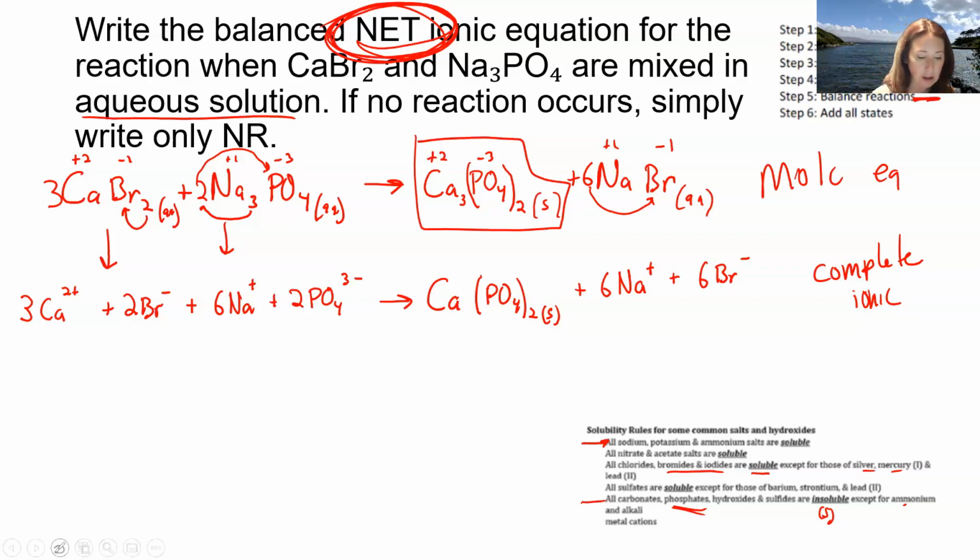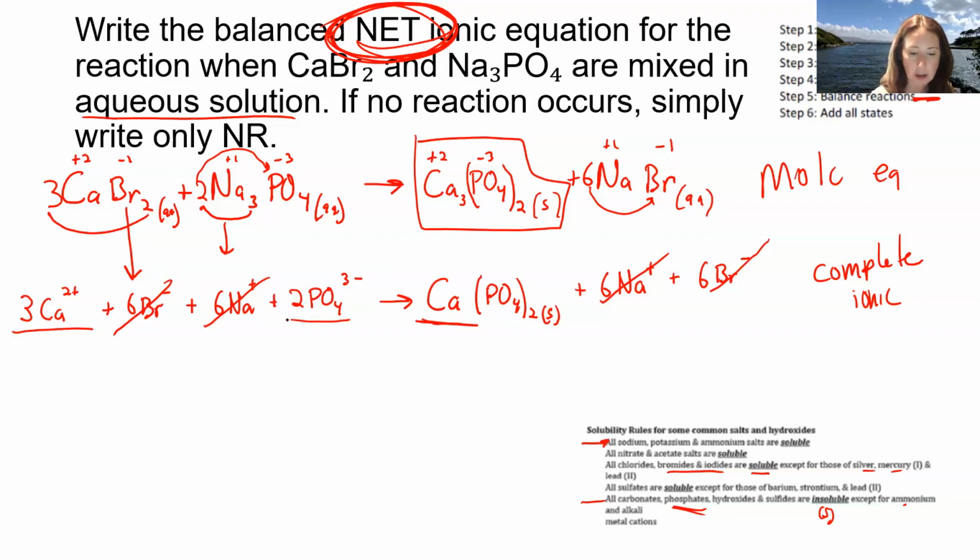So now we cross off everything that is the same on both sides. I made a mistake on that one. Everything that's the same on both sides: we see 6 Na+, 6 Na+, and I messed up our Br- here. 2 times 3 is 6 Br-. 6 Br-, 6 Br-. Ca can't cancel, it's not exactly the same. PO4 can't cancel, it's not exactly the same. Those are the ones we're going to bring down.